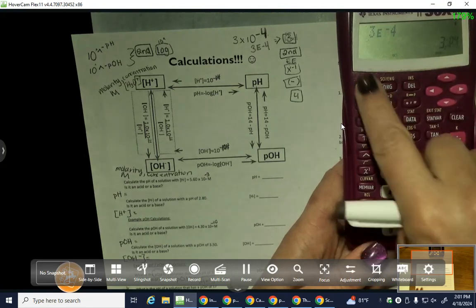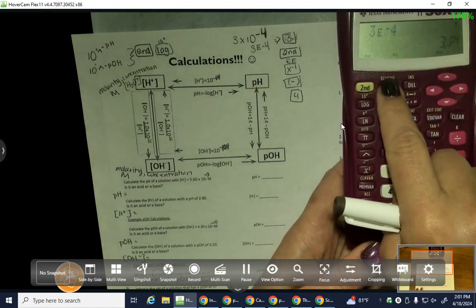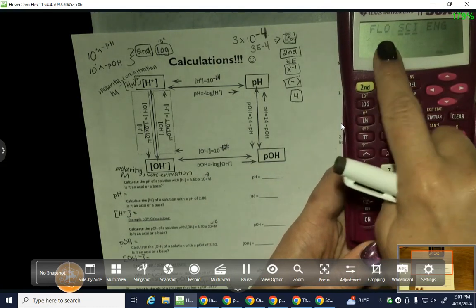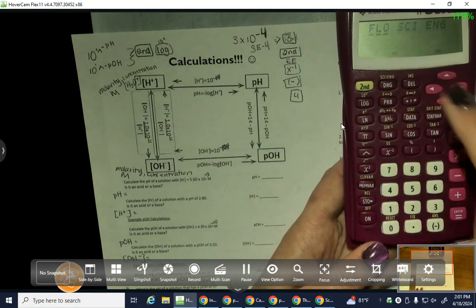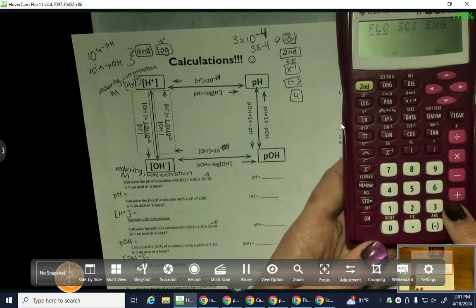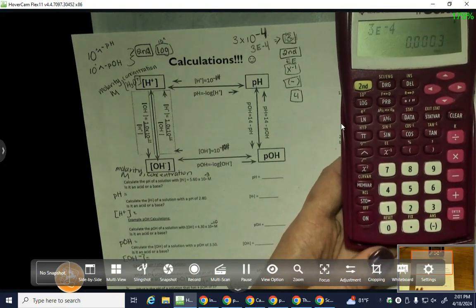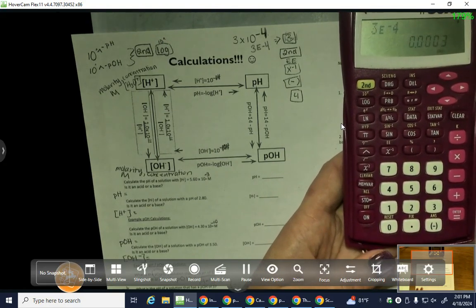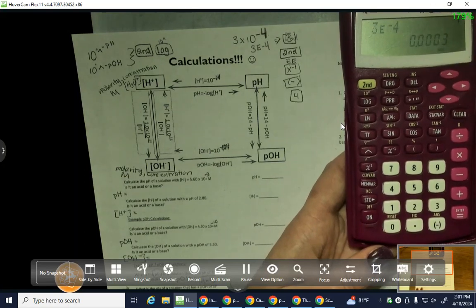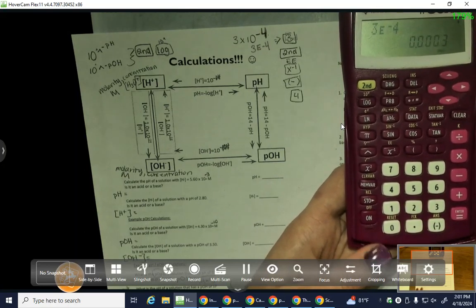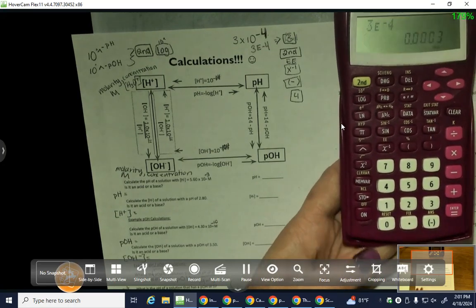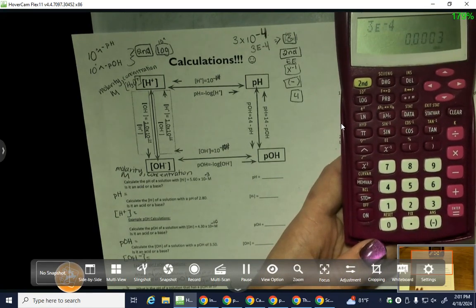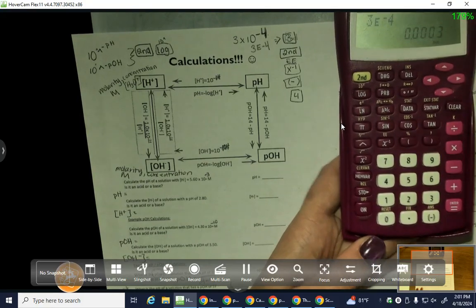So we're going to hit second, DRG, and now you have flow, sci, eng, and right now I'm on sci. I can switch over to flow and push enter, and now that's what it is, kind of normal, okay? So it doesn't matter what you leave it at, you're going to find that there's some answers that you don't want to write, 10 zeros, right? It doesn't make sense to do that. So you can always switch between that.